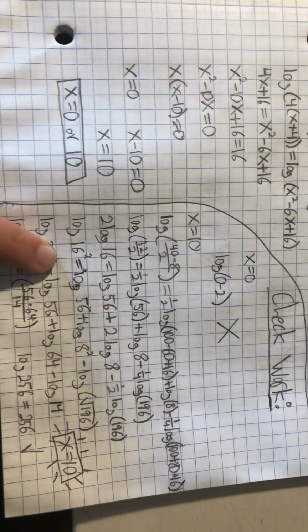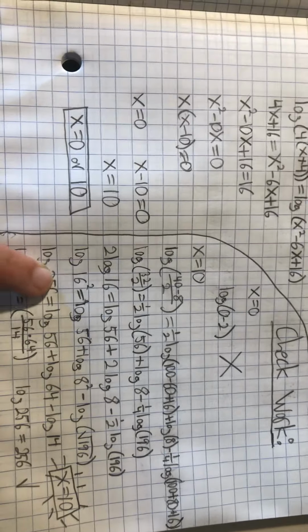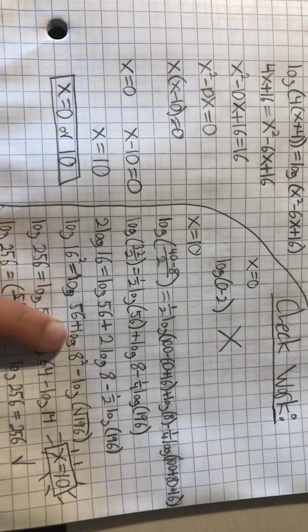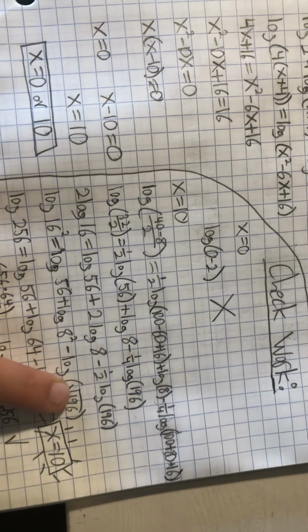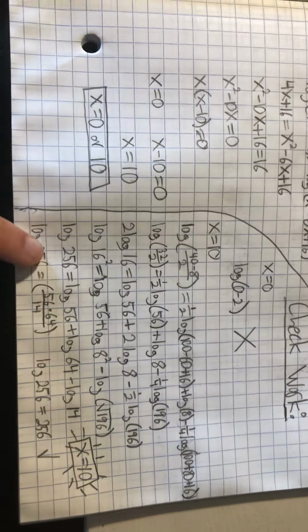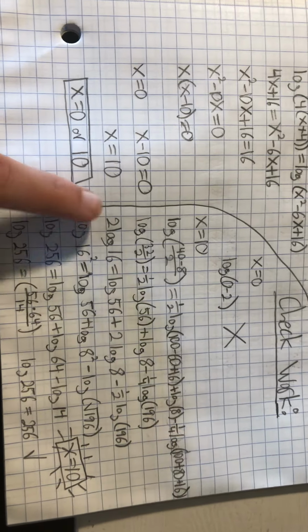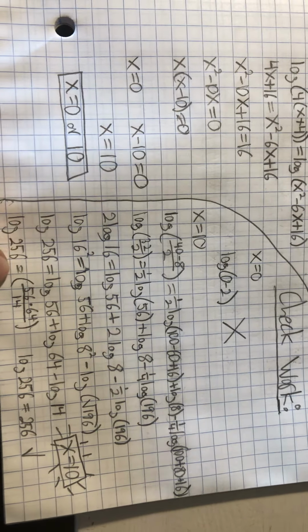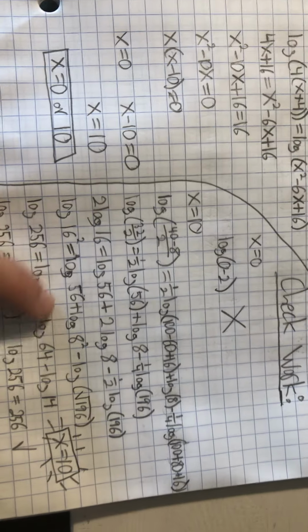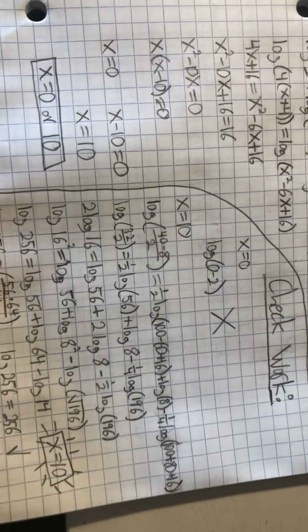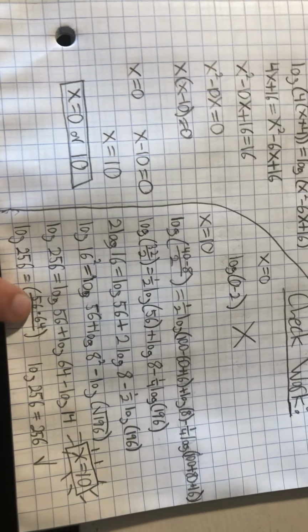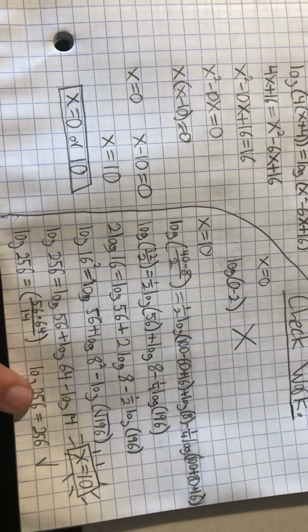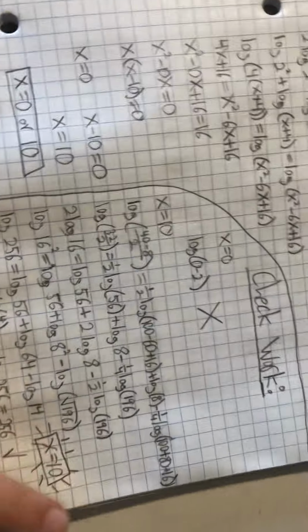And then log of 256, 16 squared is 256, equals log of 56 plus log of 64, that's 8 squared, minus log of 14. The square root of 196 is 14. So now, log of 256 equals log of 56 times 64, but then divide that by 14, because you multiply and divide for subtraction. And then I did the math in a calculator, and that's 256 equals 256. So x equals 10 works.